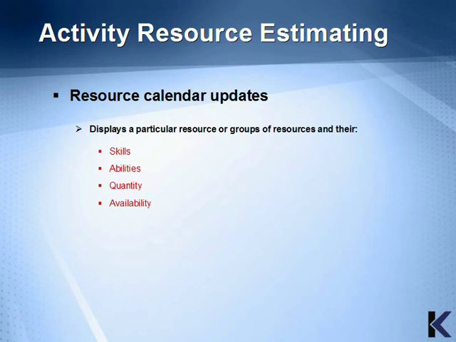Since we've discussed all the other outputs, I'm going to conclude with describing the resource calendar updates. This displays a particular resource or groups of resources and their skills, abilities, quantities, and availability. This concludes our review of tools and techniques and outputs for the activity resource estimating process. In the next section, we'll review activity duration estimating.